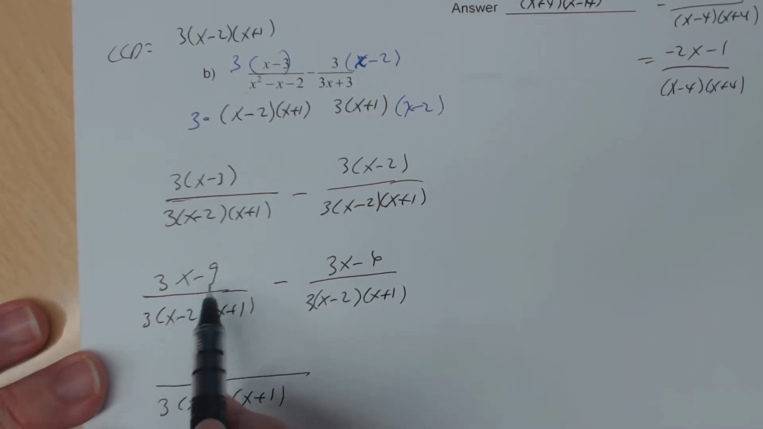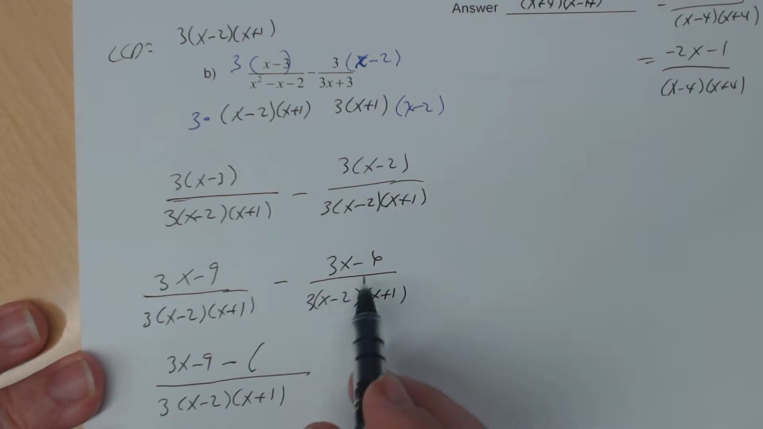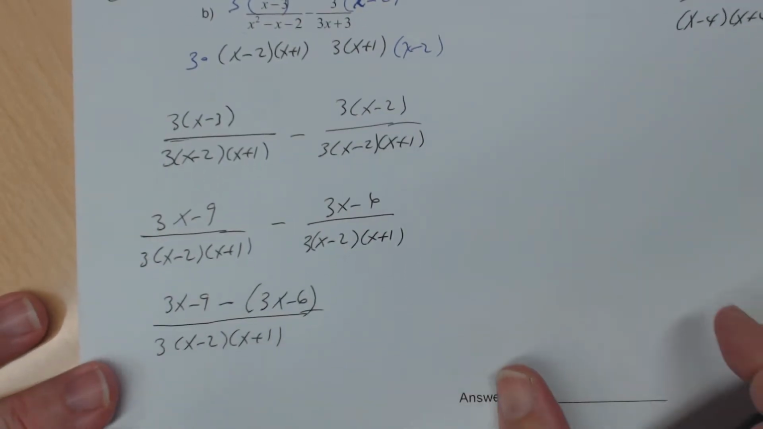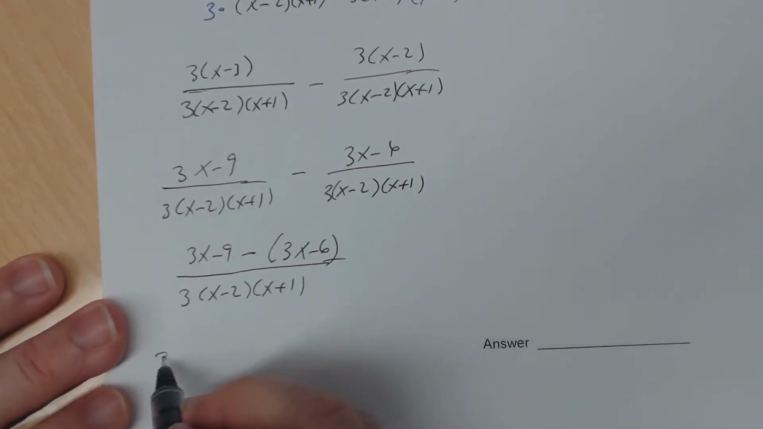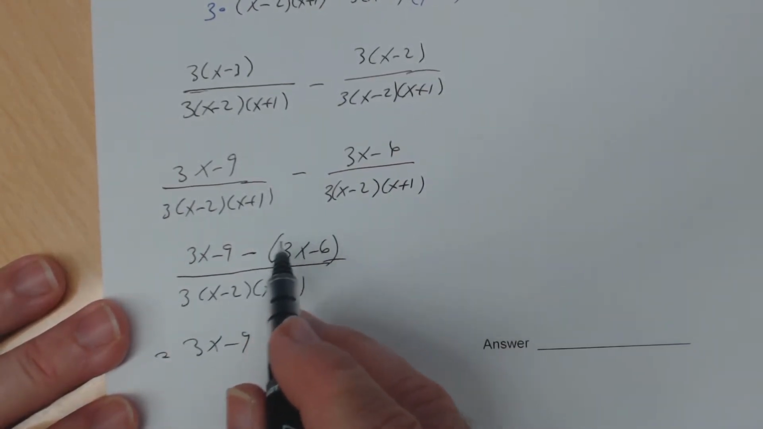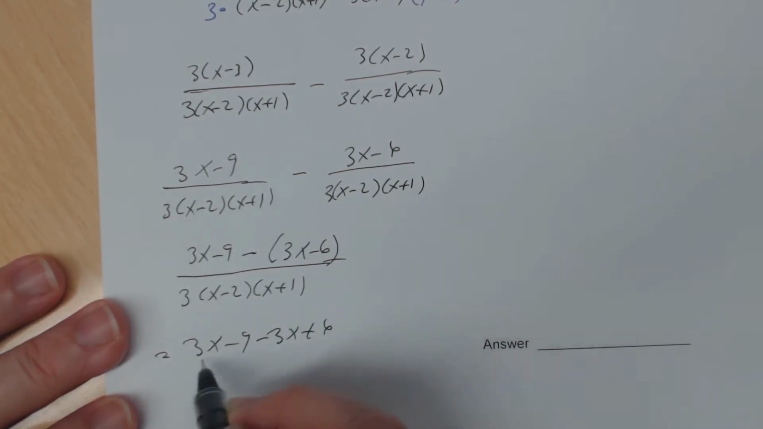So what I'm going to get is 3x minus 9. And be careful, you're subtracting. Adding would be easy, but you're subtracting. So I'm subtracting this numerator, so put that in parentheses. Now get rid of the parentheses. I'm going to get 3x minus 9 minus 3x, so just distribute the negative 1, so minus 3x plus 6, divided by the denominator.